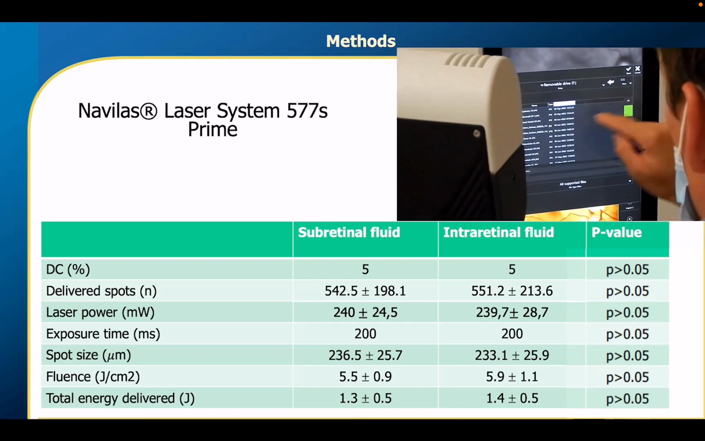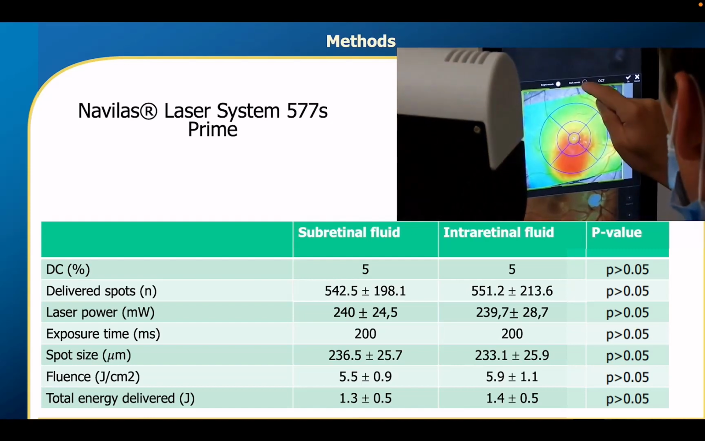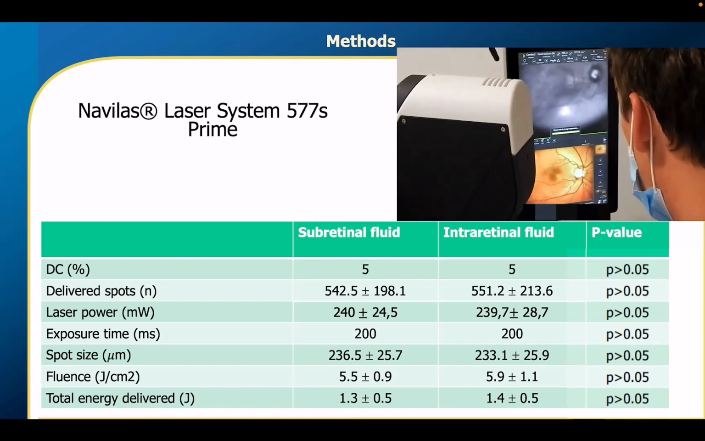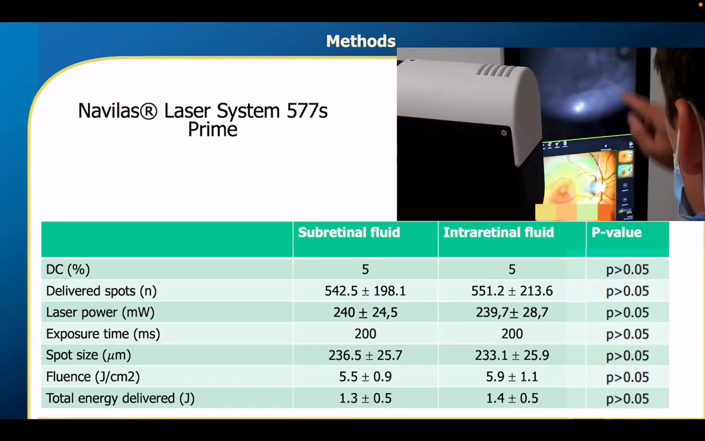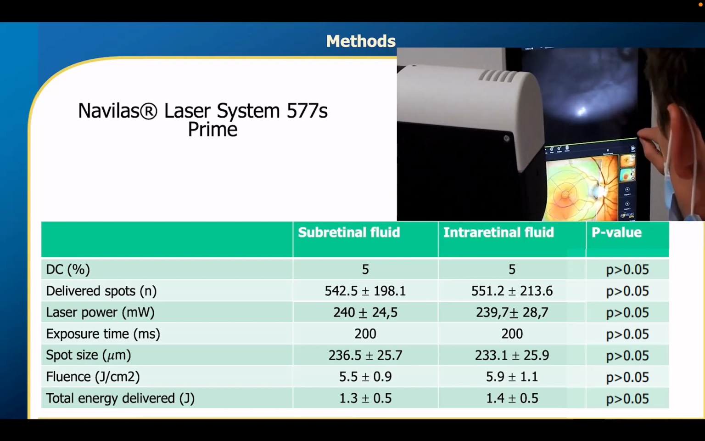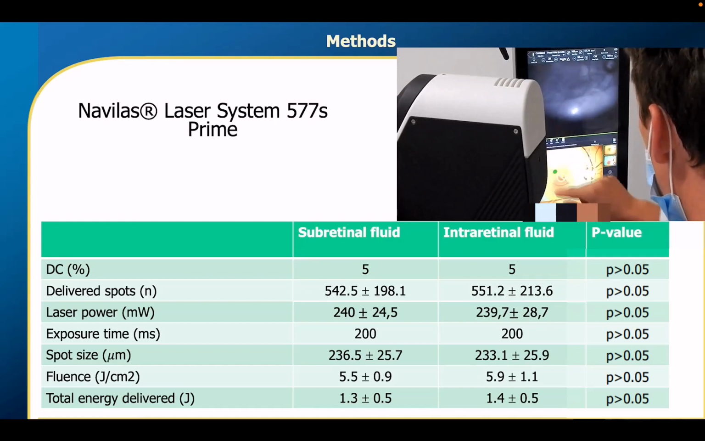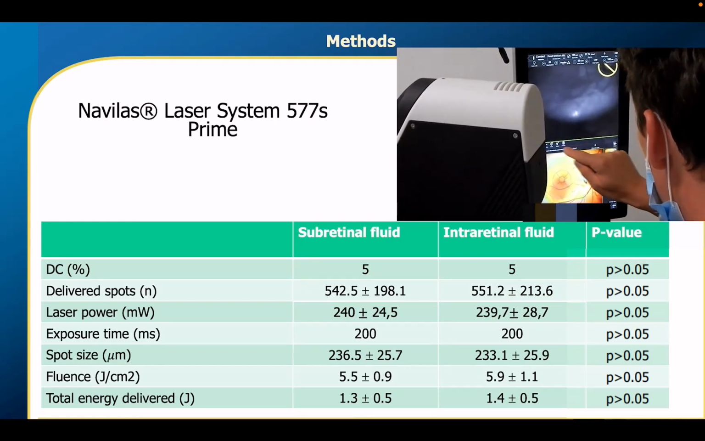I would like to show you the video with the microsecond pulsed laser therapy procedure. After obtaining OCT photos, the images are uploaded to the laser to precisely select the area with fluid so that targeted laser therapy can be performed.